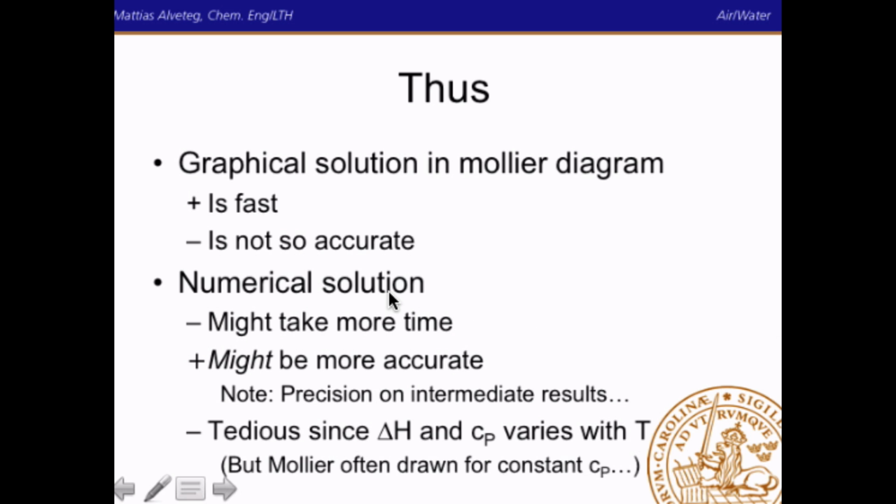The numerical solution might take some more time, but it might be more accurate if you are careful with intermediate results. If you're sloppy, for example, when you calculate the vapor pressure and so on, and don't write up enough decimals, you will get a non-accurate result. And the numerical solution is tedious if you want to do it exactly, since both evaporation enthalpy and heat capacity vary with temperature. But on the other hand, most Mollier diagrams are actually drawn for constant heat capacities anyway.